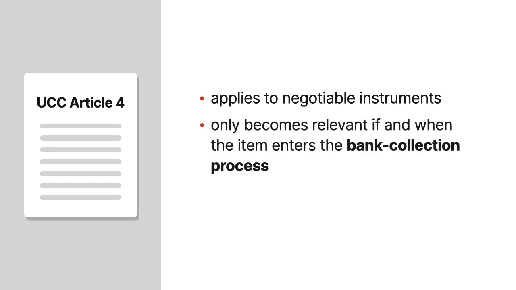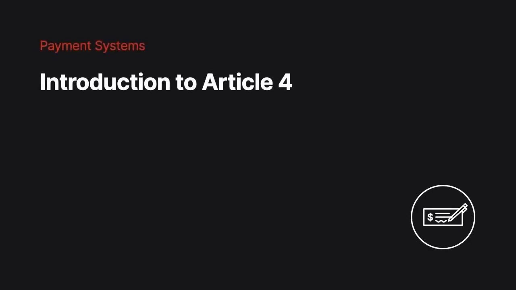Like Article 3, Article 4 of the Uniform Commercial Code applies to negotiable instruments. However, Article 4 only becomes relevant if and when the item enters the bank collection process. To that end, Article 4 is primarily concerned with checks. In this lesson, we'll discuss the scope of Article 4 and introduce some key terms, including the types of banks set forth in Article 4.